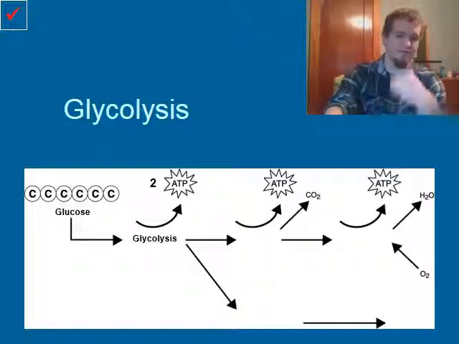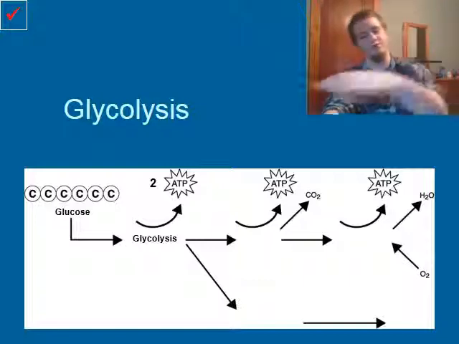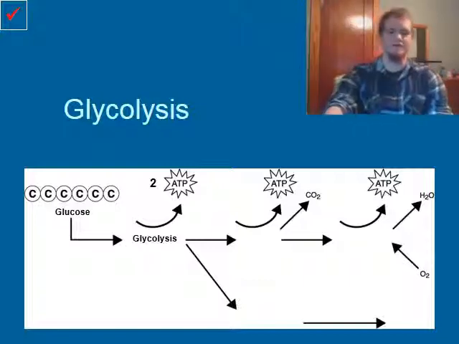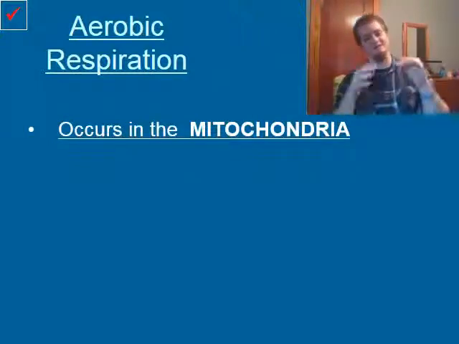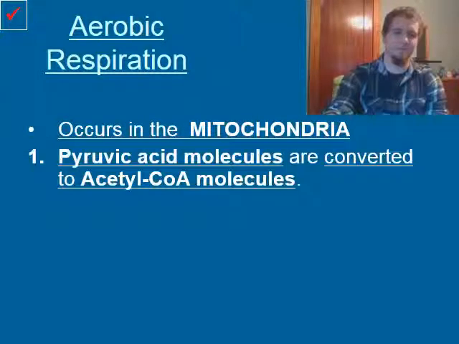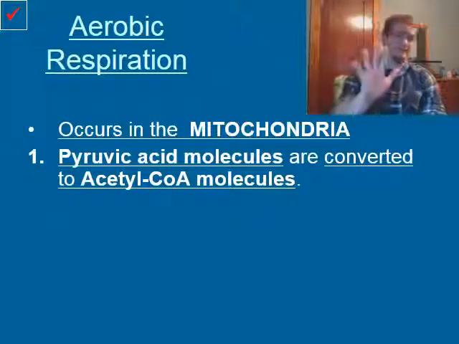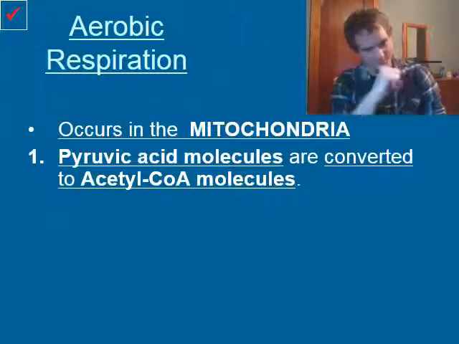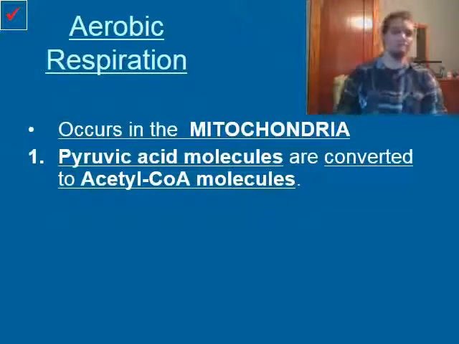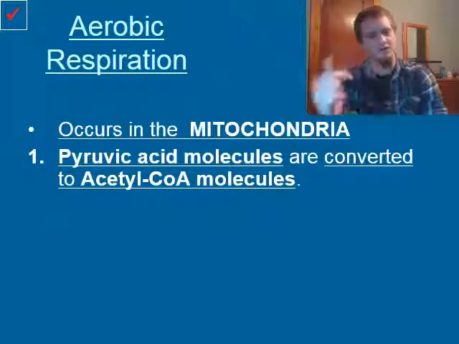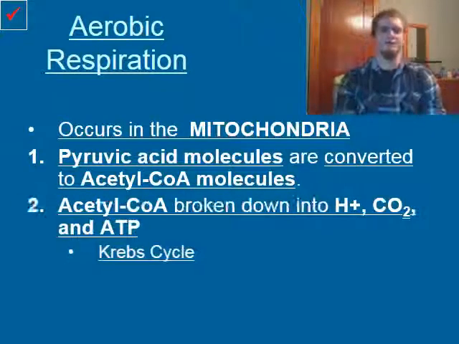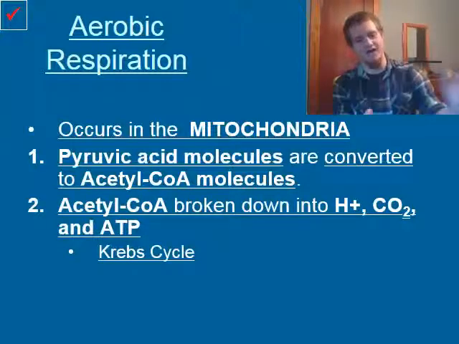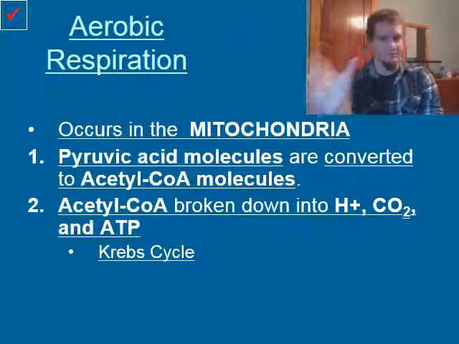Now from here, the pyruvate can go through one of two steps, like we said, either through aerobic or through anaerobic. So let's find out what happens when we go through aerobic, shall we? So aerobic respiration occurs inside the mitochondria, the powerhouse of the cell. So step number 1. Now there's 5 steps here, so bear with me, hang in there, I know you can make it through. So the pyruvic acid molecules are converted into something called acetyl-CoA, or acetyl coenzyme A. The acetyl-CoA is broken down into hydrogen, CO2, and ATP.